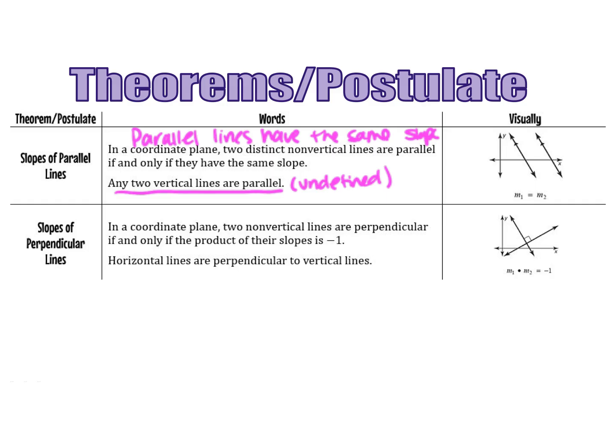Our second postulate or theorem is going to talk about slopes of perpendicular lines. In a coordinate plane, two non-vertical lines are perpendicular if and only if the product of their slopes is -1. So this still means that their slopes are opposite and reciprocals, but the way to mathematically verify that two lines are perpendicular is to multiply their slopes and get -1. The other little added piece here is that horizontal lines and vertical lines are perpendicular. So now that we've formalized these rules in theorems and postulates, let's go ahead and look at some examples.